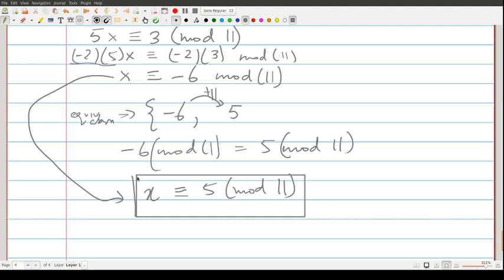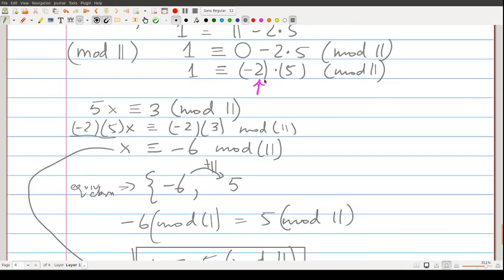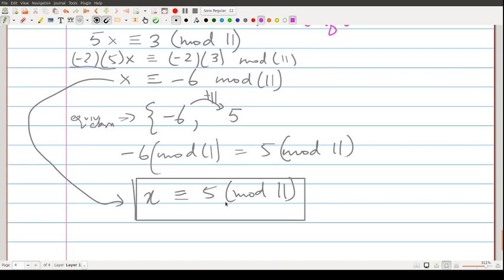The inverse is not equal to 5. The solution is 5. The inverse was minus 2. This is the inverse of 5. Okay, and so the solution for x is 5 mod 11.